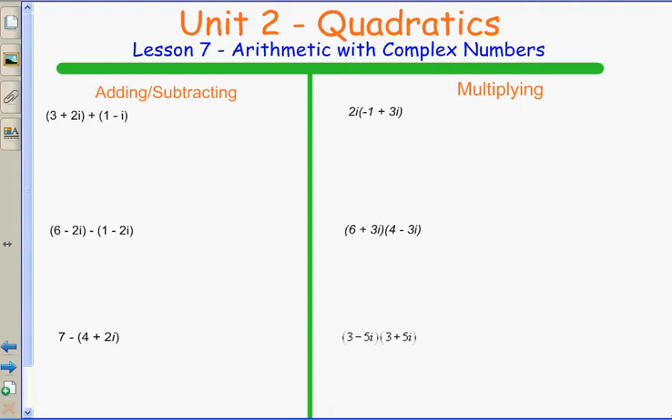Okay, now that we know a little bit about what complex numbers are, we're going to have to learn to work with them a little bit better. So we're stepping out of quadratics for just a lesson and learning how to do basic arithmetic. So add, subtract, multiply, divide complex numbers.